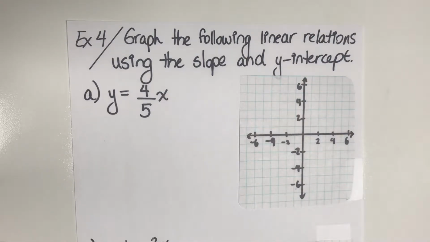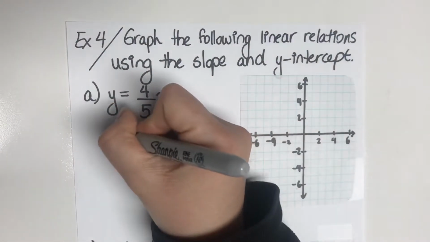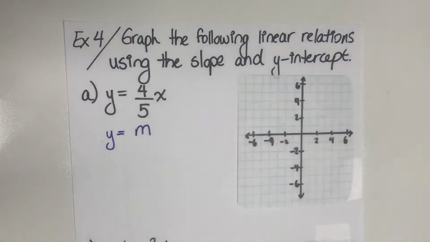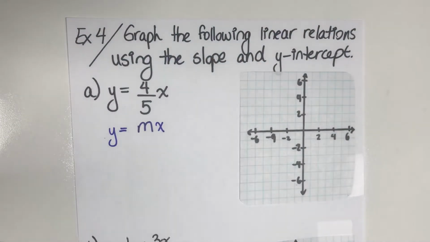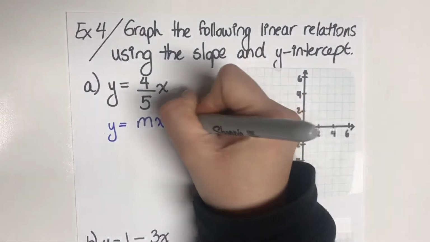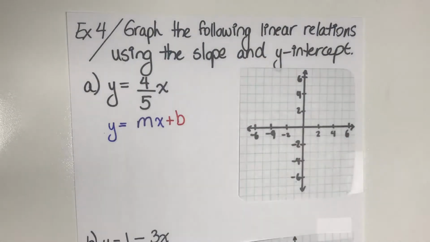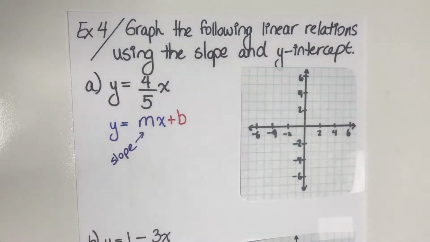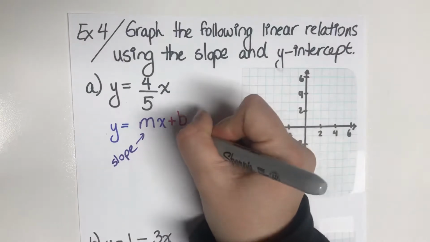All right, so we are being asked to graph the following linear relations using the slope and the y-intercept. Let's just have a bit of a refresher. Remember that the equation of a line is in the form y equals mx, hopefully you can see the difference in those colors, plus b. So m is my slope, and b is my y-intercept.